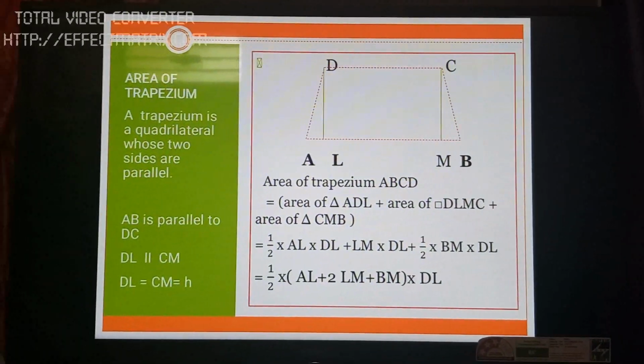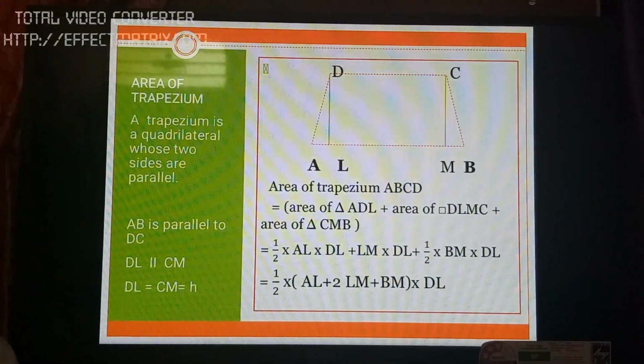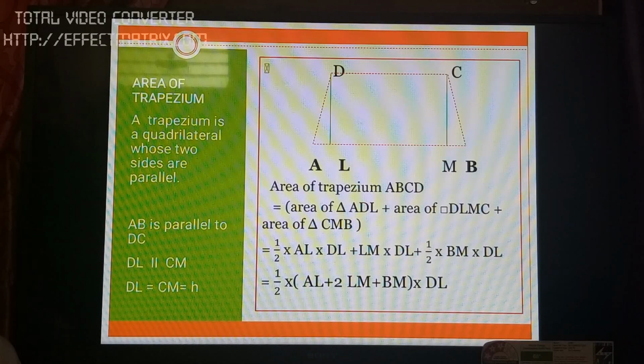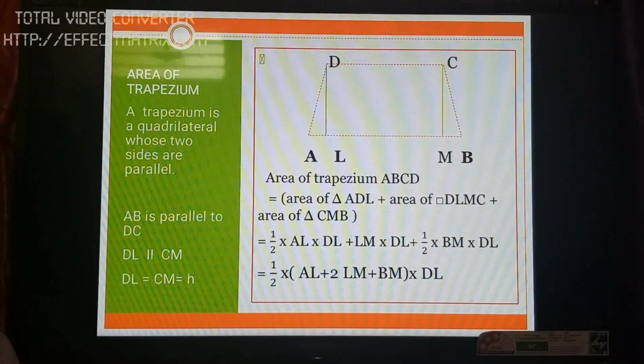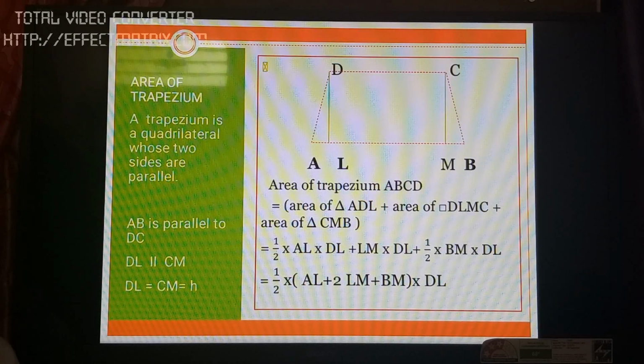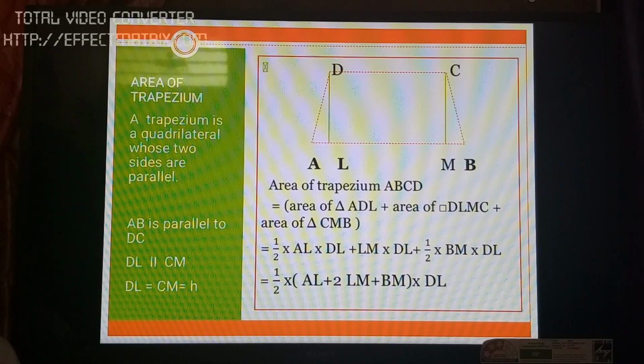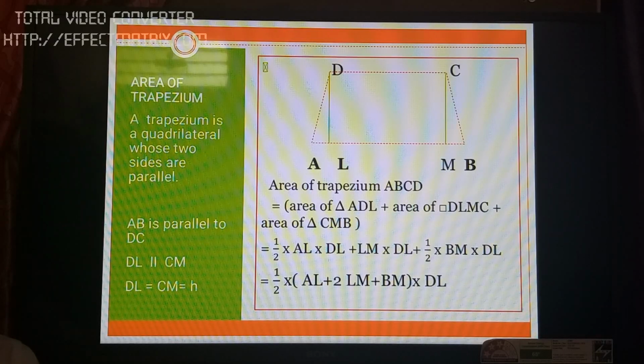Now, how to find the area of a trapezium? For this, I have drawn 2 perpendiculars from D and C on AB. So the trapezium is divided into 3 parts: first, triangle ALD, another is the rectangle DLMC, and another triangle CMB. These are mutually exclusive figures, and the area of the trapezium is the sum of these 3 figures. We know that the area of a triangle is half into base into height, so we can sum up. Here it is half AL into DL plus LM into DL plus half BM into DL.